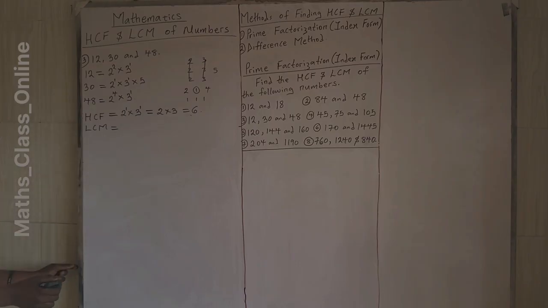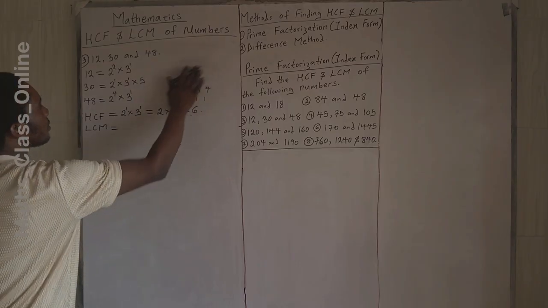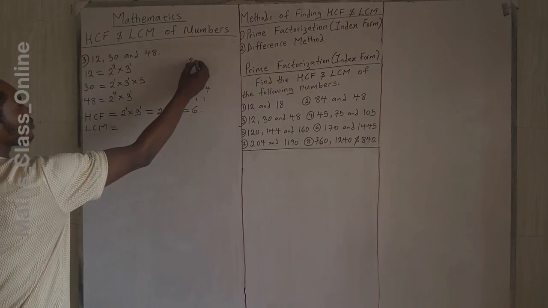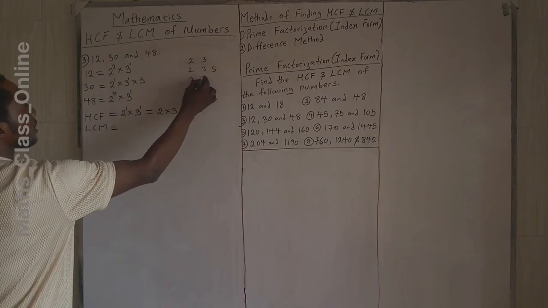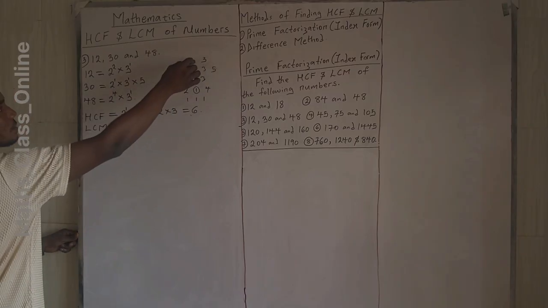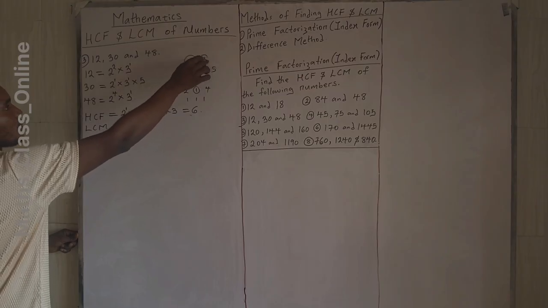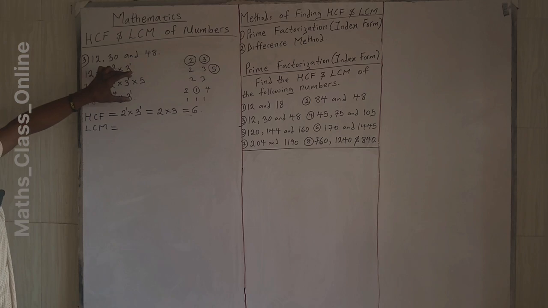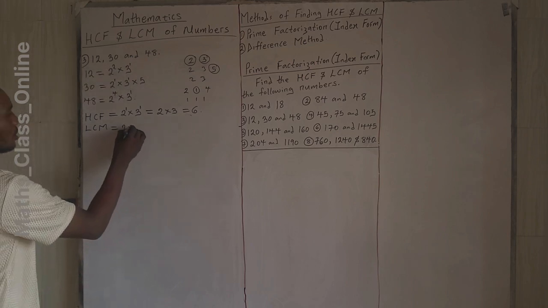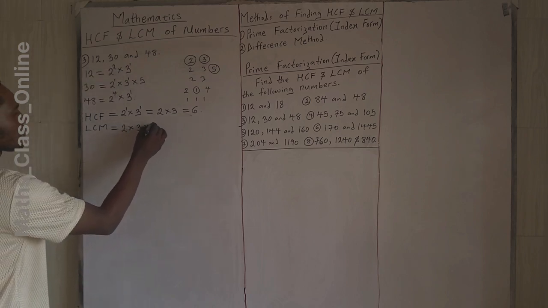Now, LCM. The prime numbers we have here are what? 2, 3. Here, 2, 3, 5, 2, 3. You can see that we have 2, 3, and 5. Write out all the prime numbers that you have here. And that is 2 times 3 times 5.